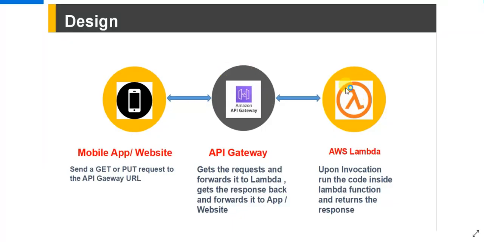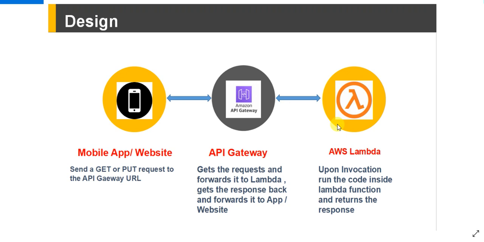The flow is like, if you have your mobile app or website, you will send an API request to this API Gateway, and this API Gateway, which will receive the request, in the backend will trigger this Lambda, and it will get back some response from Lambda, and it will forward the same response to your mobile app or website. So in this video, we are not going to concentrate on this part.